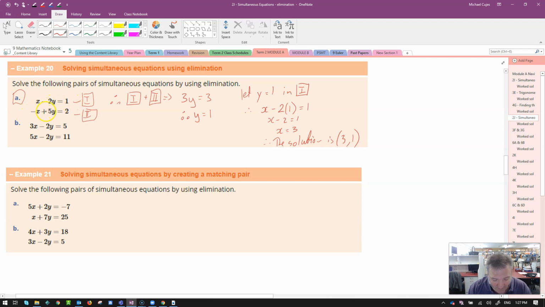What about negative 3 plus 5 times 1? So negative 3 plus 5? Yep, that equals 2. We know we've got the right answers. I'll do another one here for you.